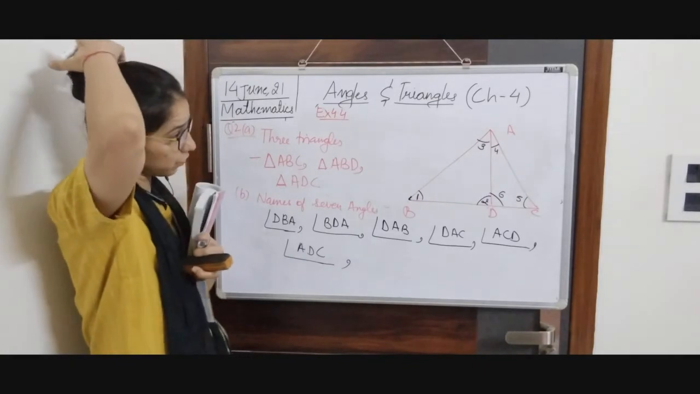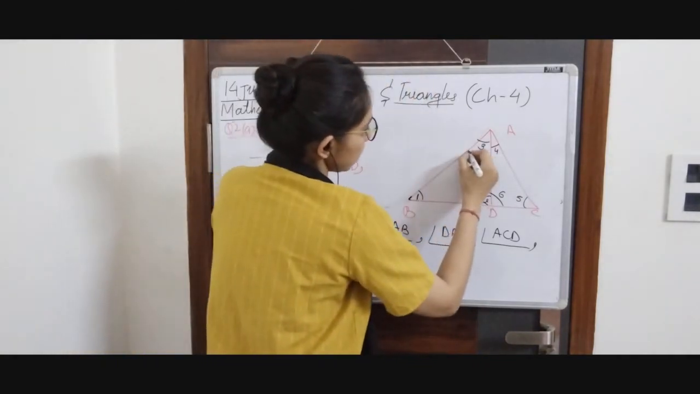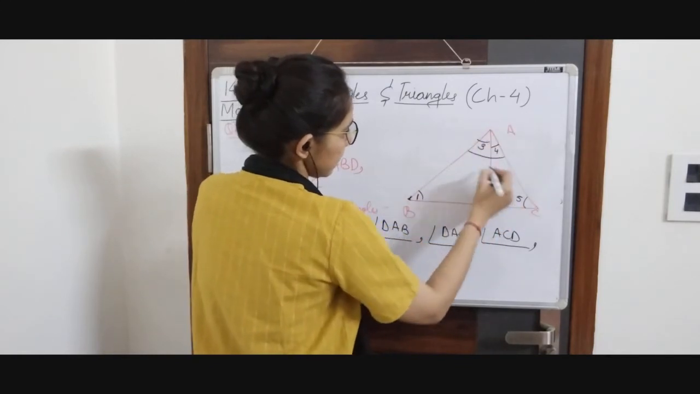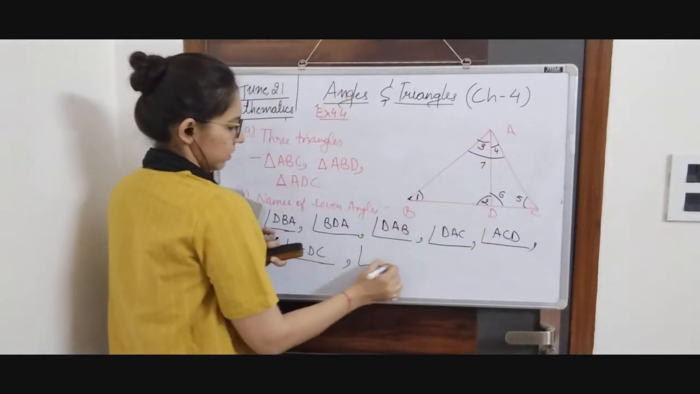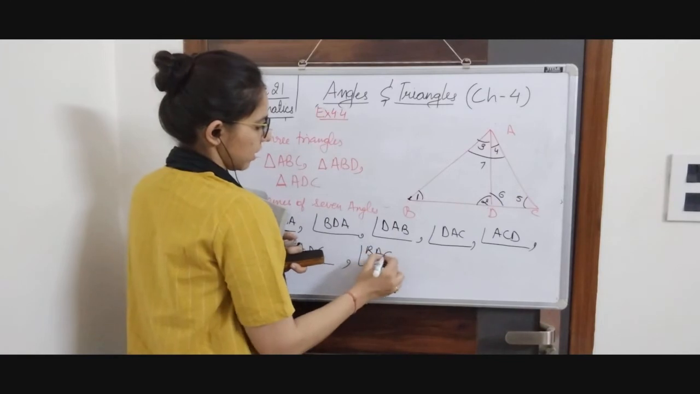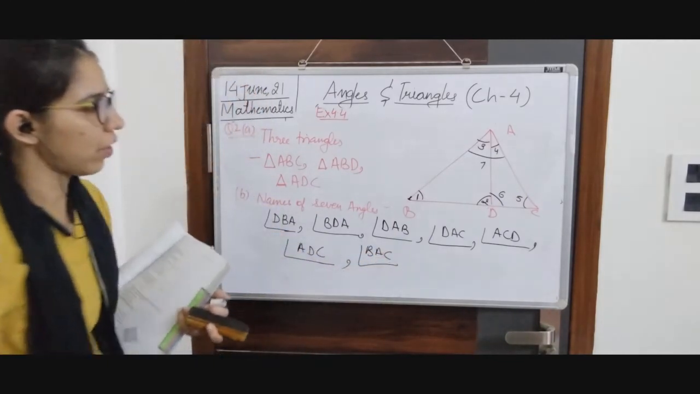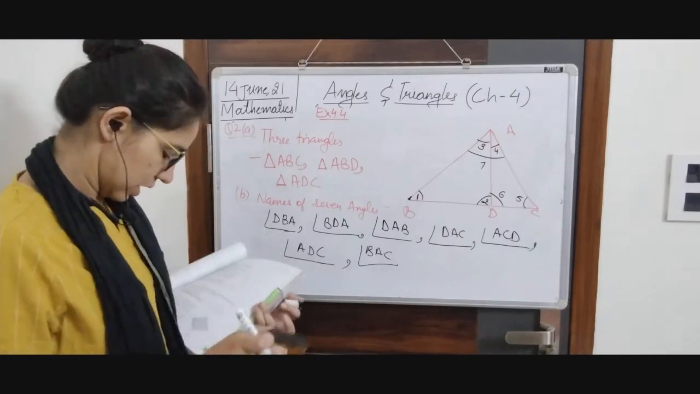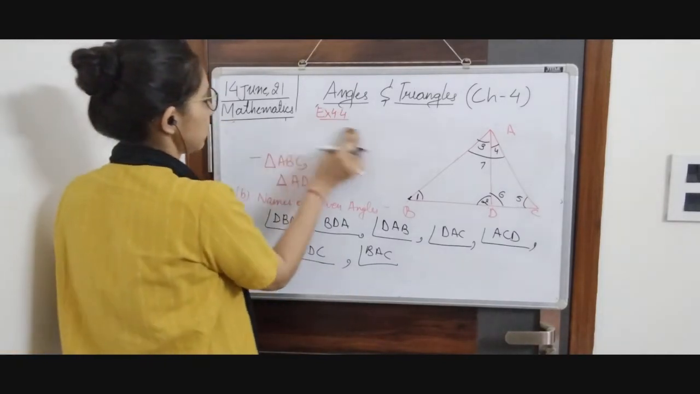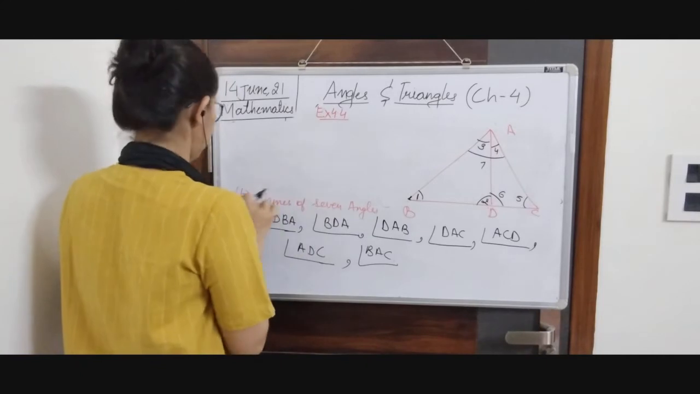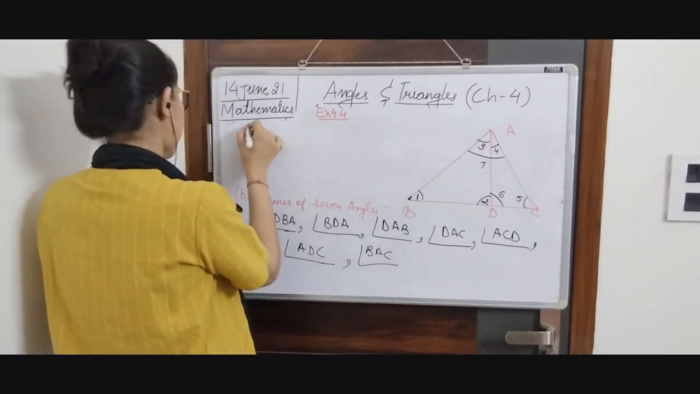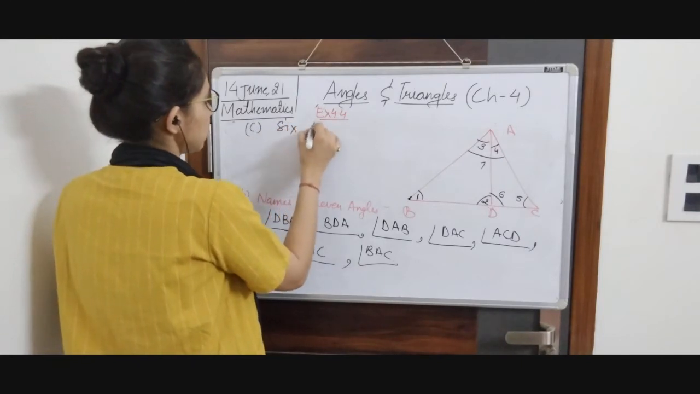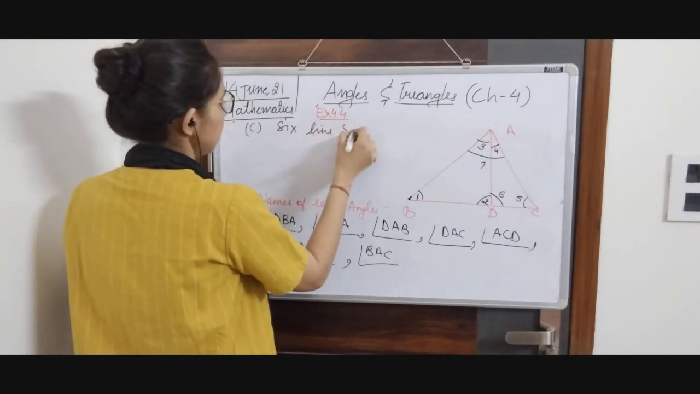And the seventh one? Where is the seventh one? Look at this angle, okay? BAC. This is your seventh angle. Now we have covered all the angles. In this figure we have 7 angles in total. Now part C is we have to write the names of 6 line segments.